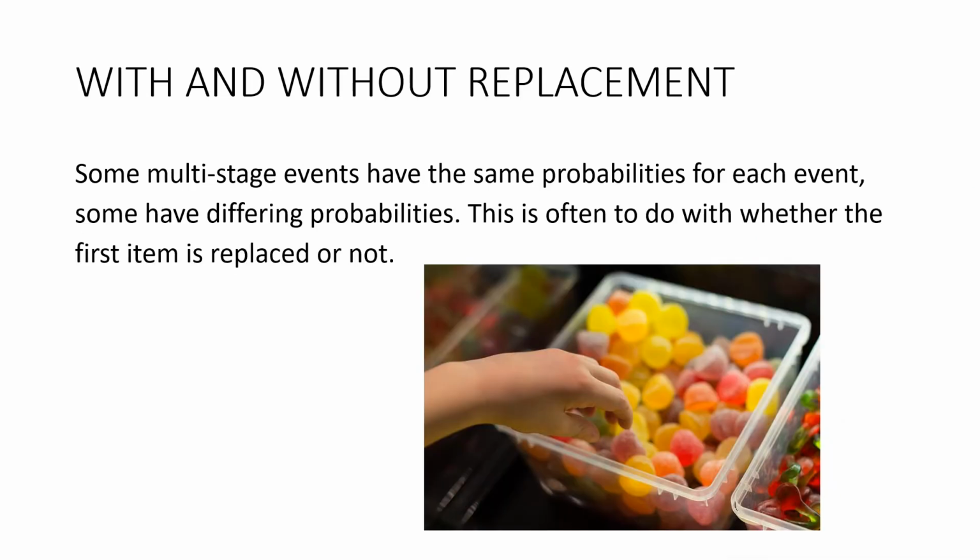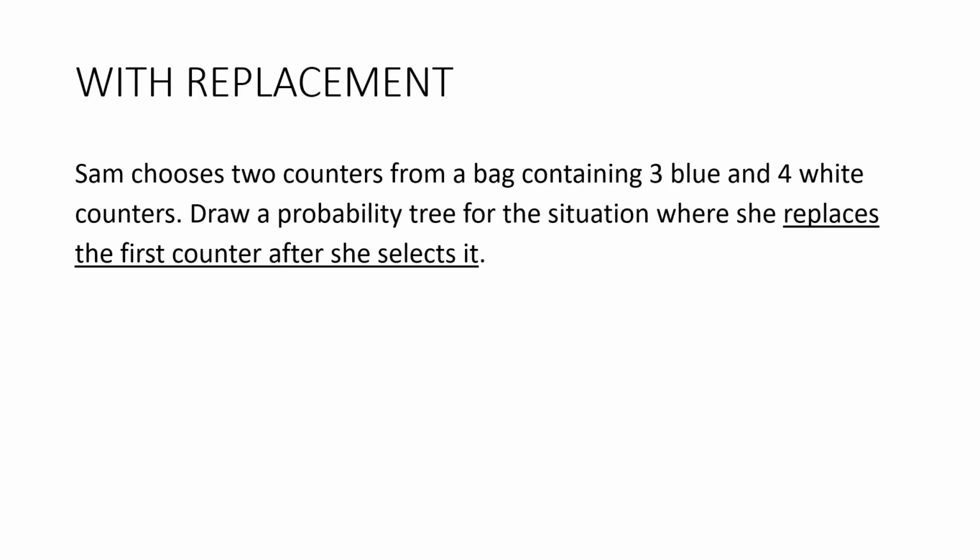Now some multi-stage events have the same probabilities for each event, and some have differing probabilities. The one we just did had the same probabilities, 90% and 10%. This is often to do with whether the first item is replaced or not. Let's have a look at with replacement. Sam chooses 2 counters from a bag containing 3 blue and 4 white counters. Draw a probability tree for the situation where she replaces the first counter after she selects it.